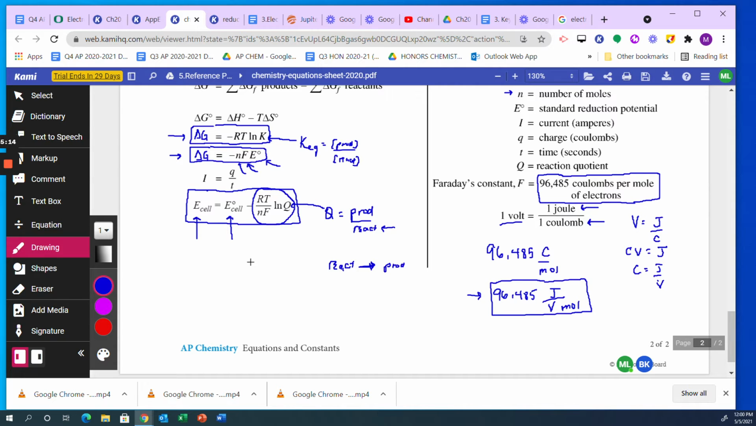Now I'm going to simplify this some more. R is a constant, and we're going to say the temperature is 298, and F is also a constant. I can also convert the natural log to log, which gives 2.303 log of Q. So that's another constant. I'm going to combine all those constants, making this formula just a little bit easier to use, so you can do the calculations a lot quicker.